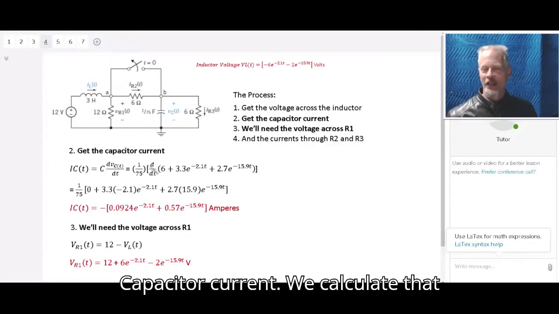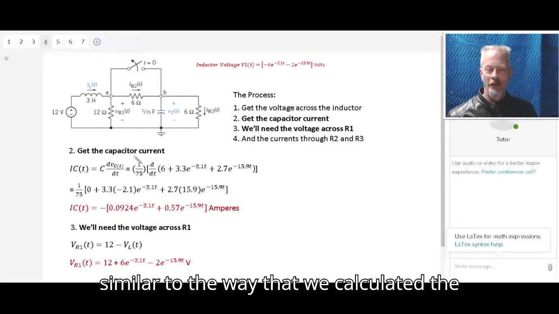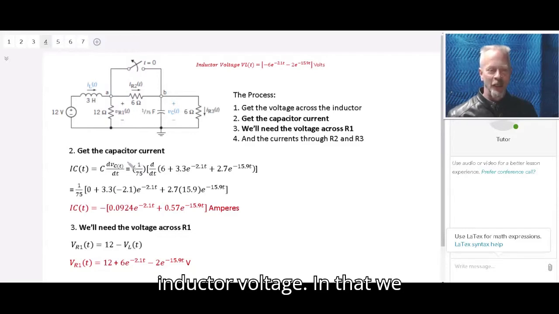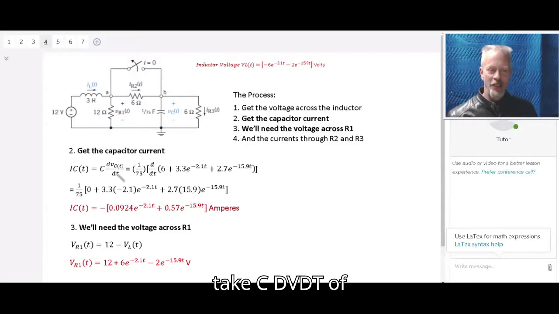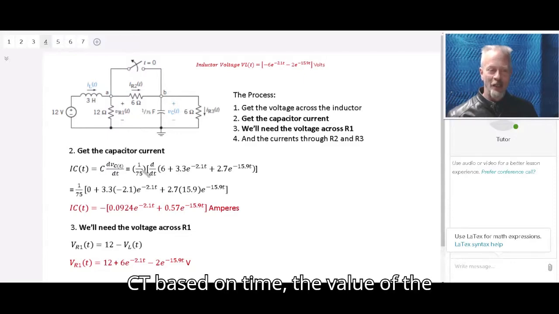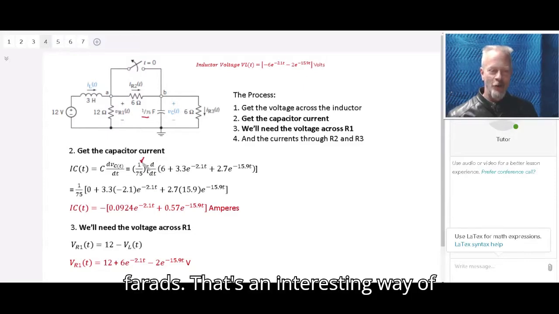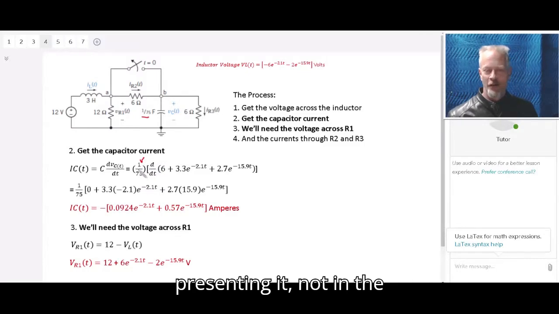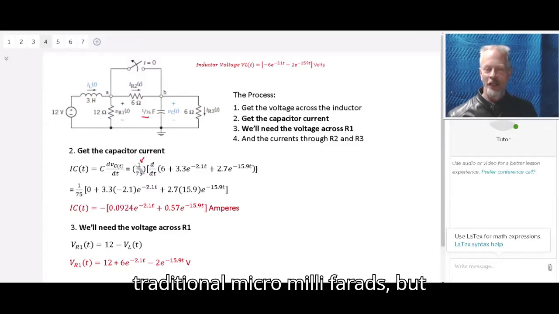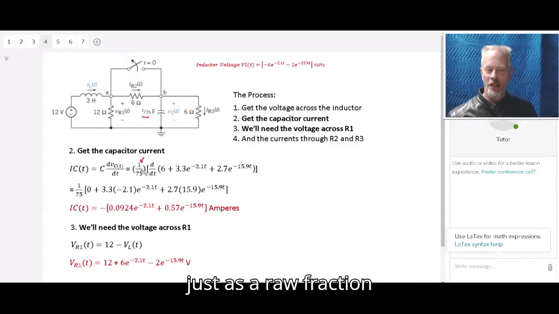Capacitor current, we calculate that similar to the way that we calculated the inductor voltage, in that we take C dV/dt of V_C(t) based on time. The value of the capacitor is 1/75 farads. That's an interesting way of presenting it, not in the traditional micro or milli farads, but just as a raw fraction.